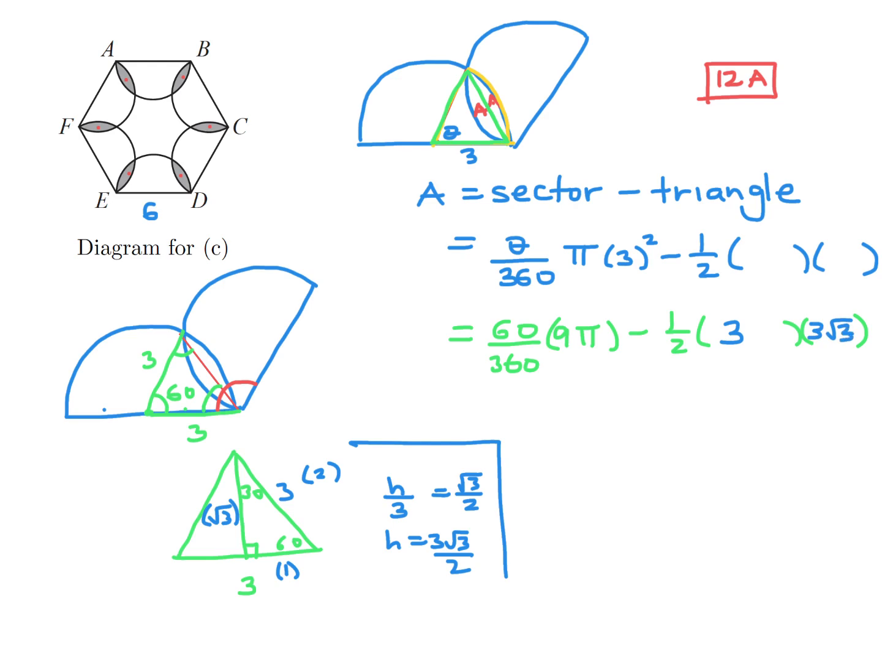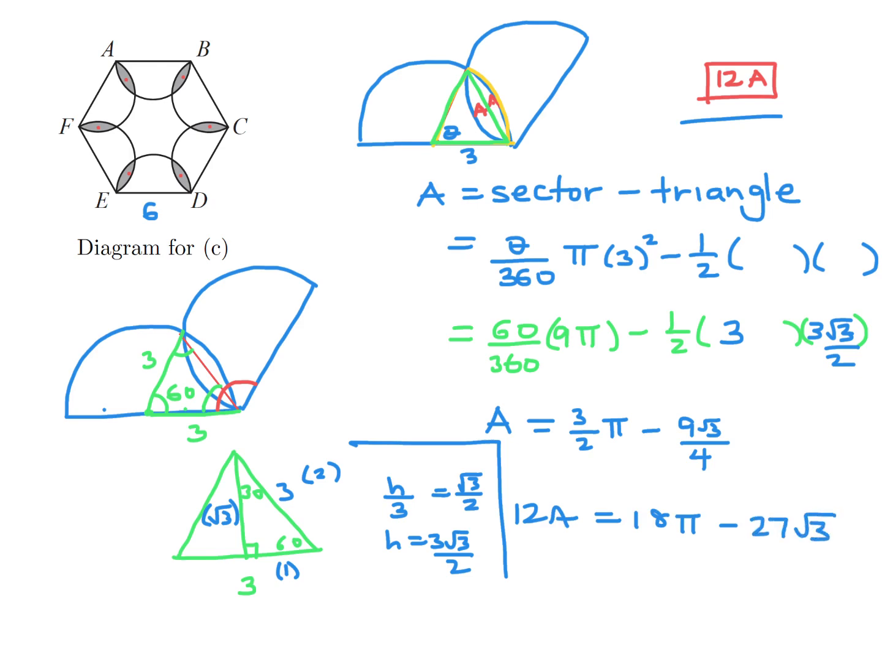Okay, so this will be, that's 1/6, so 9 over 6, which is 3 over 2 pi. And this looks like it's going to be 9 root 3 over 4. Yes. And that's A, but I want to figure out 12A. So 12A, if you multiply through by 12, will make this 18 pi, and 12 divided by 4 is 3, so 3 times 9 is 27. So there you go, 18 pi minus 27 root 3.